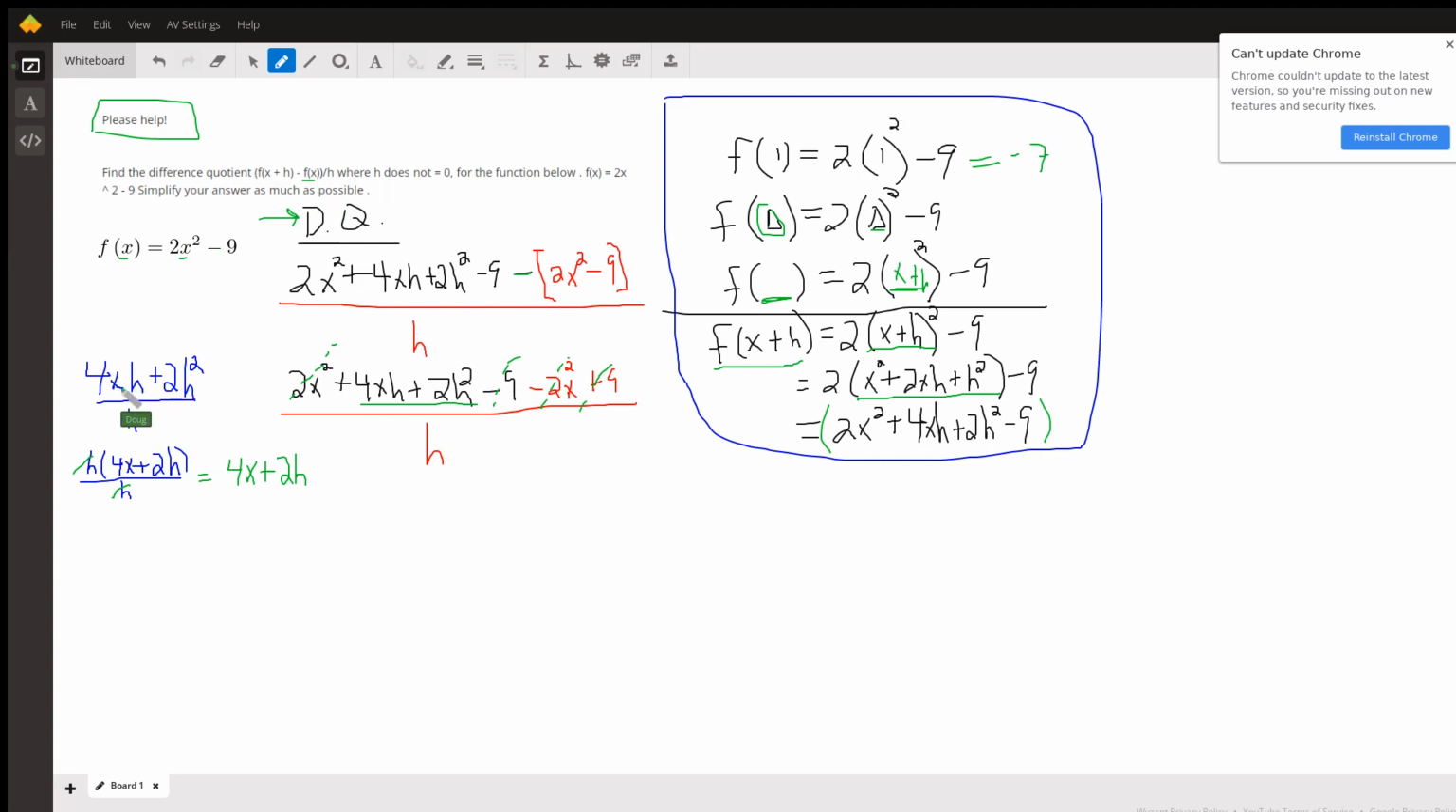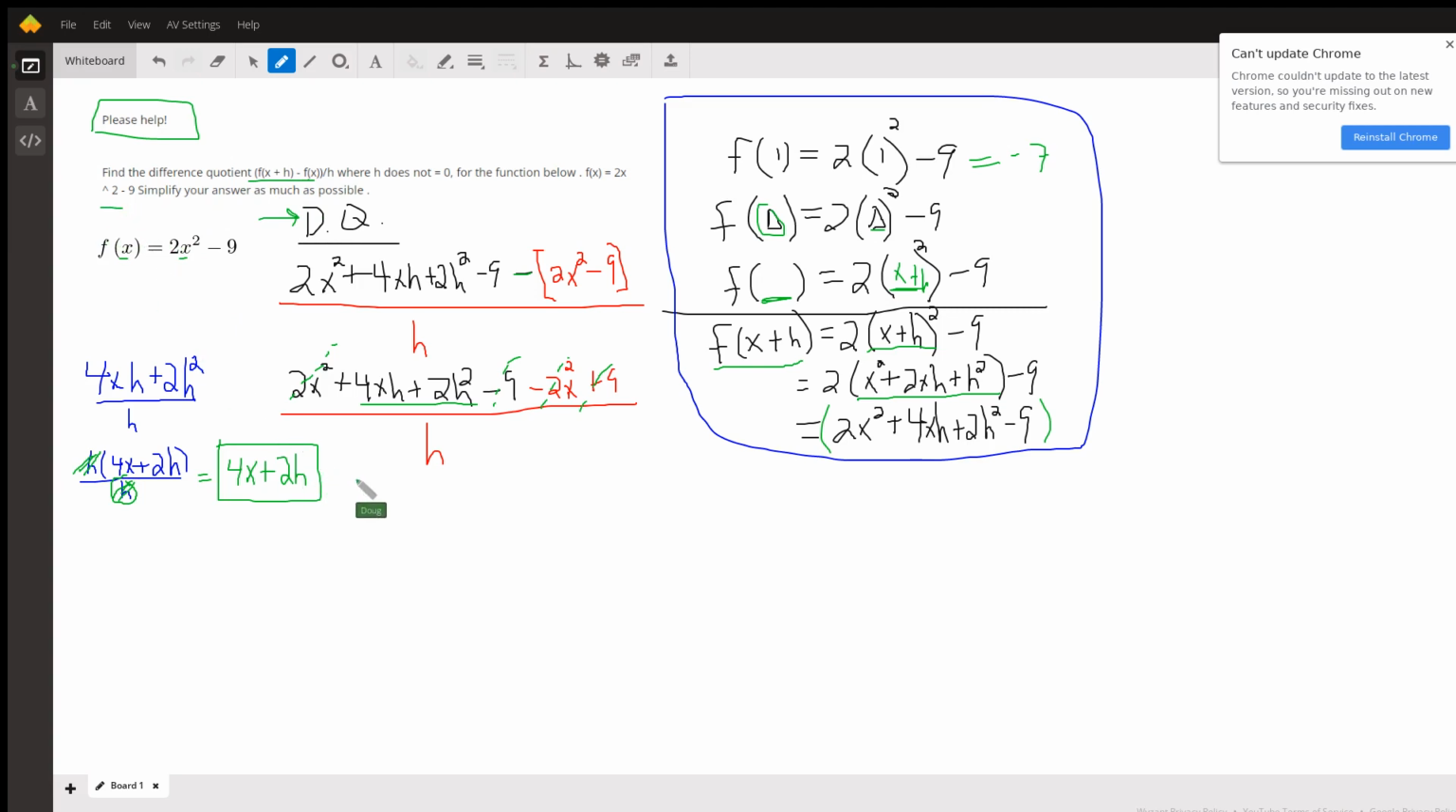In the numerator, we can factor out an h, the greatest common factor. We actually could have factored out a 2 also, but the key is to factor out an h so that this h in the denominator cancels out. If you do a difference quotient correctly, this h in the denominator will always cancel out. So at this point, there's an expression for the difference quotient for this function.